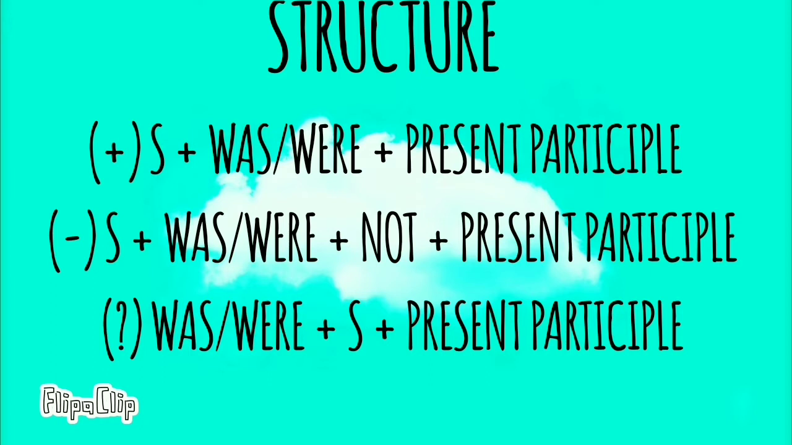For a negative, the formula is subject plus was or were plus not plus present participle. For a question, the formula is was or were plus subject plus present participle. Was is for I, she, he, it, while were is for you, we, they.